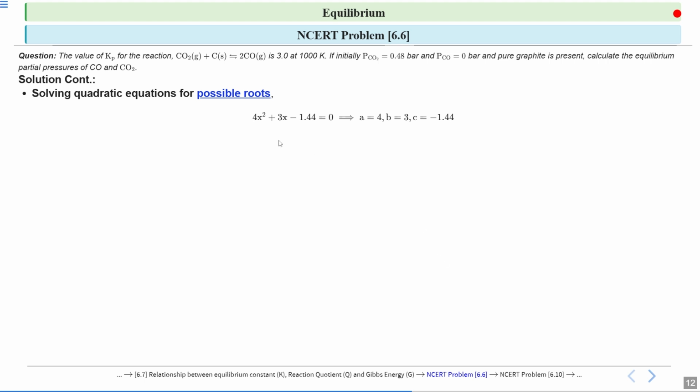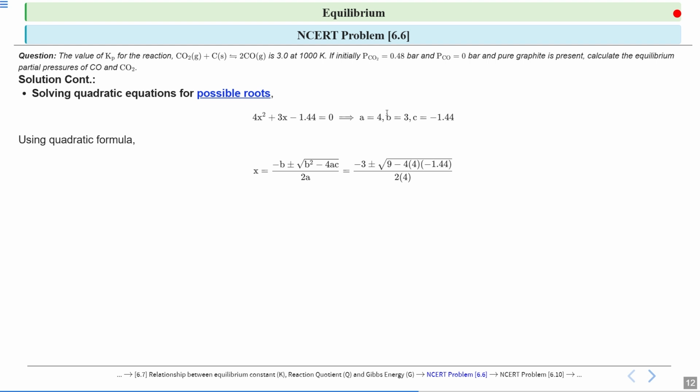I've just rearranged it. So 4x square plus 3x minus 1.44. Here a, b and c are the coefficients of x square, x and the constant, respectively. So a will be 4, b will be 3 and c will be minus 1.44. What is the formula to solve it? So x can be calculated as minus b plus minus root under b square minus 4ac, the whole thing divided by 2a.